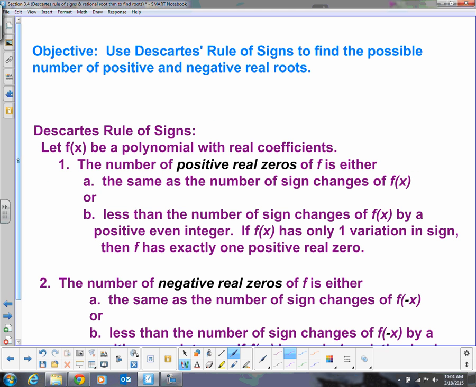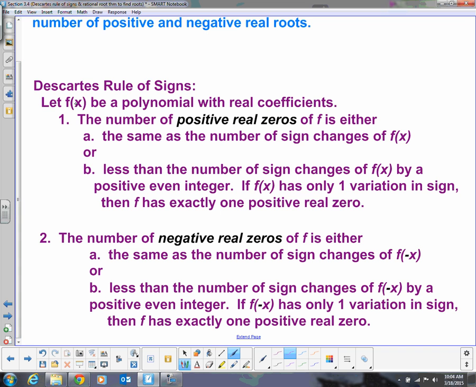All right, Descartes' rule of signs is really easy. It says let f of x be a polynomial with real coefficients. The number of positive real zeros of f is either the same as the number of sign changes from positive to negative of f of x, or less than the number of sign changes by a positive even integer. In other words, you keep subtracting 2. If f of x has only one variation in sign, it has exactly one positive real zero. These are not the complex ones, these are the real ones.